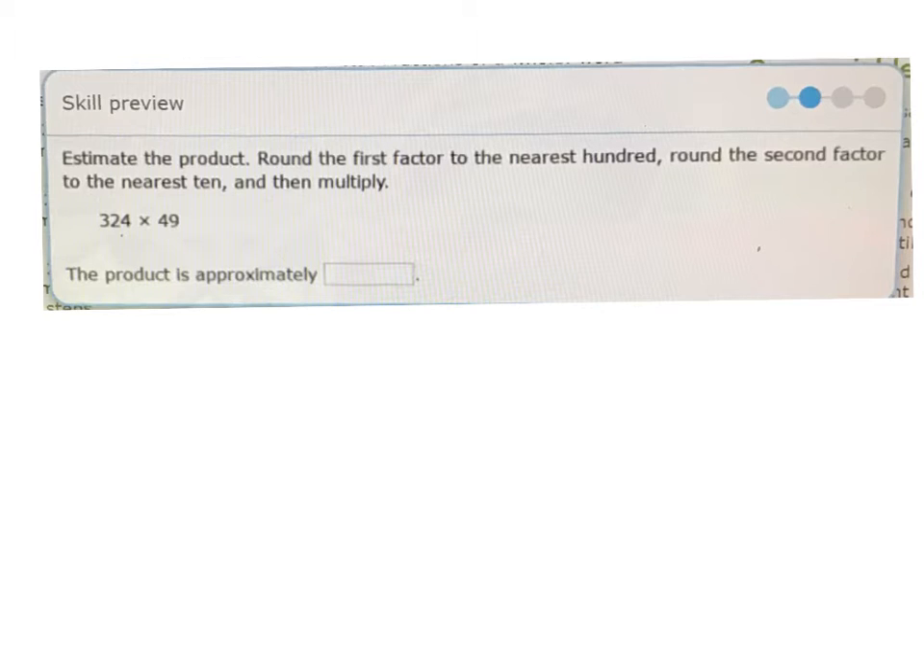Rounding 324 to the nearest 100, it's closest to 300. 49 to the nearest 10, it's obviously closest to 50. Now we can use that fun little trick. 3 times 5 is 15, and then I have 1, 2, 3 zeros: 15,000. If that's a little hard for you, write down the numbers.